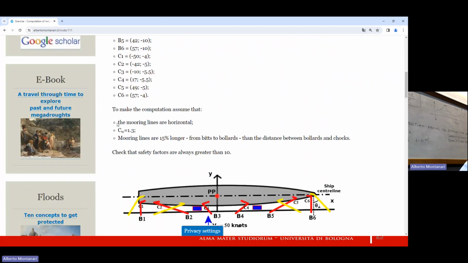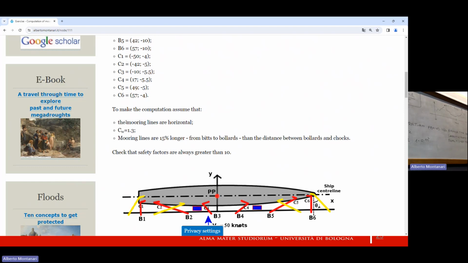So we assume that the mooring lines are horizontal, which is not the case actually. And you understand, if they are inclined at an angle, meaning in the vertical direction, they have a forcing that is larger. If they are horizontal, it is the best solution. If the mooring line is close to vertical, then the forcing on each mooring line is much larger.